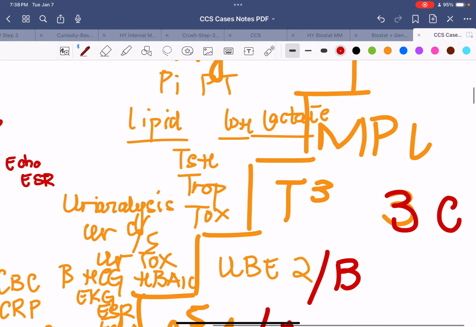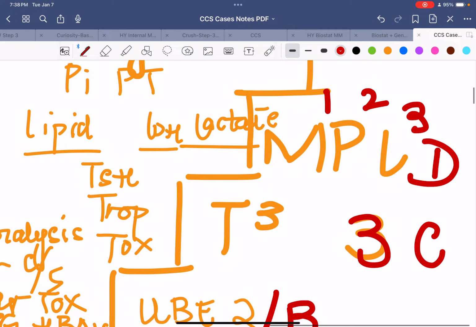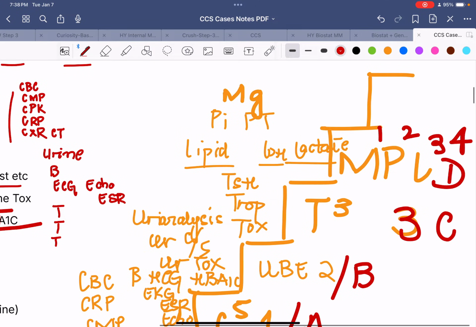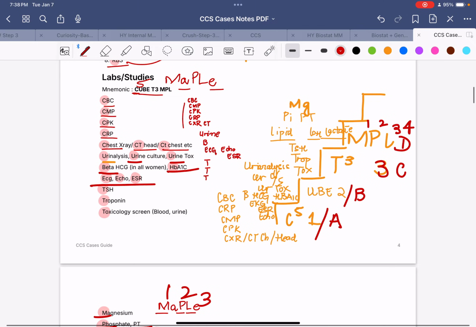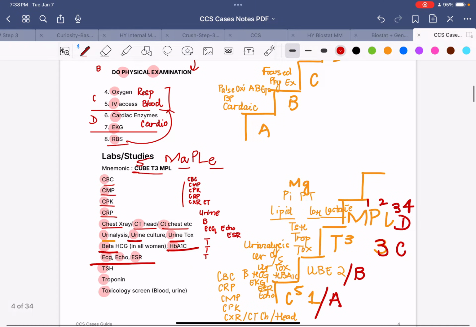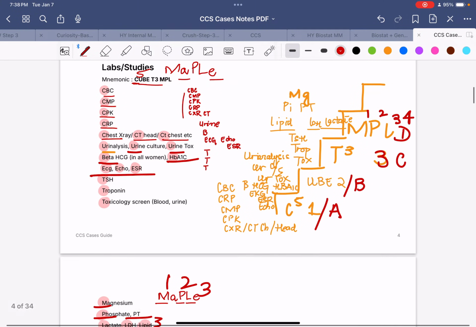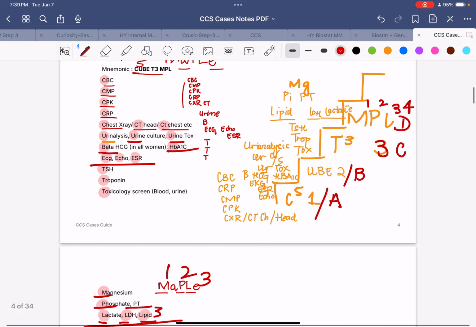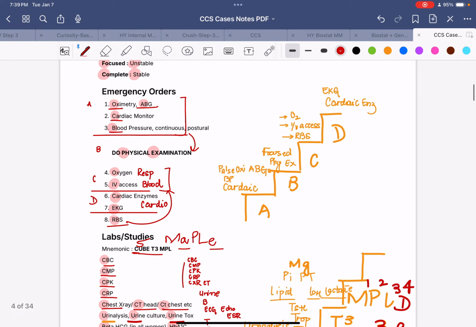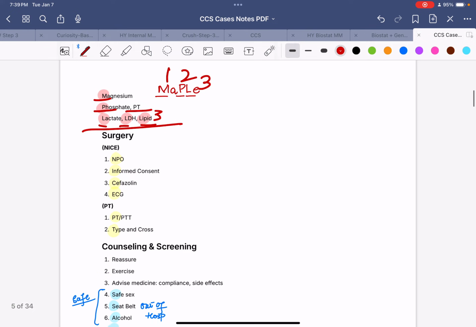Then we have M1, P2, L3, and this is step number 4 or step number D, and M for magnesium, P for phosphate, P for PT, L for LDH, L for lactate, and L for lipid profile. So that is our general lab studies that we can memorize in case we are confused what exactly to do. These are the general studies, and this ABCD was for our emergency orders.